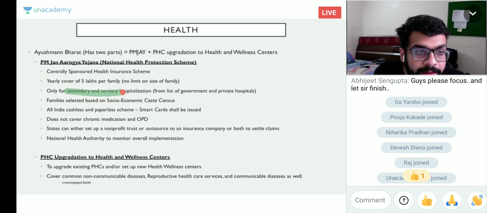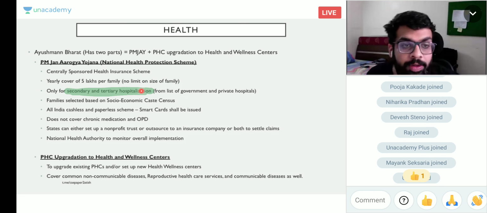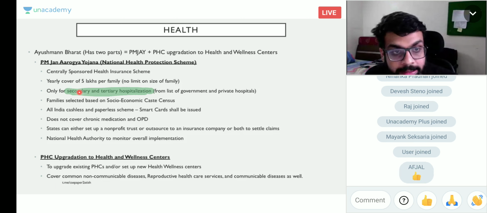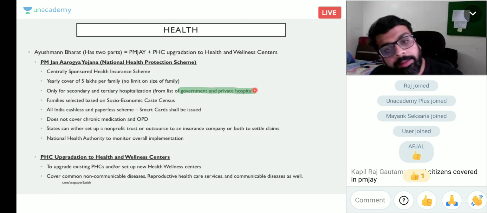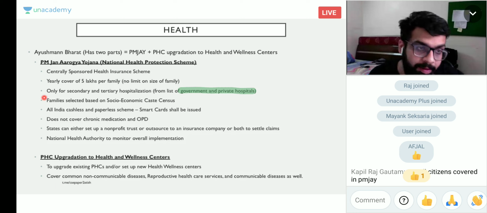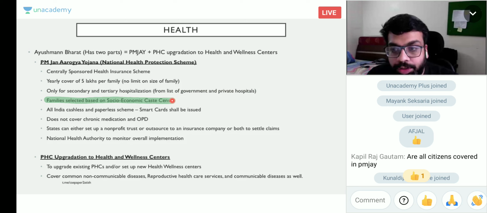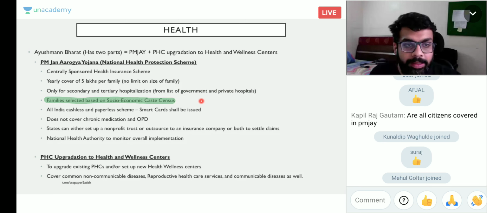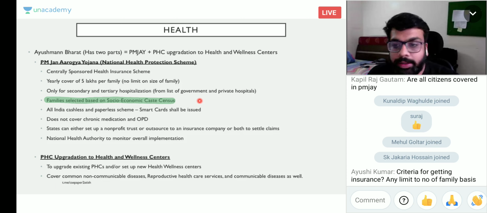Third, it is only for secondary and tertiary sector hospitalization. This is not used for primary healthcare centers. This is not for specific doctor clinics. It's for secondary and tertiary hospitalization. And a list of government and private hospitals has already been formulated by the government. The families are selected on the basis of a socio-economic caste census, and on the basis of automatic inclusion and exclusion criteria is all that is needed.